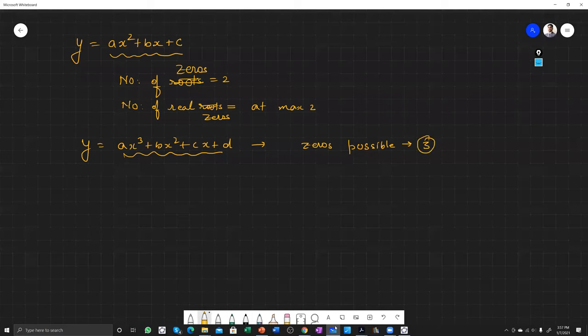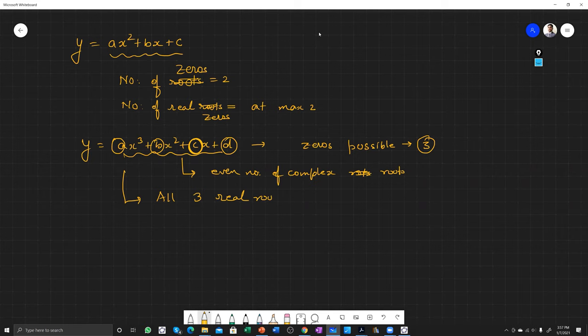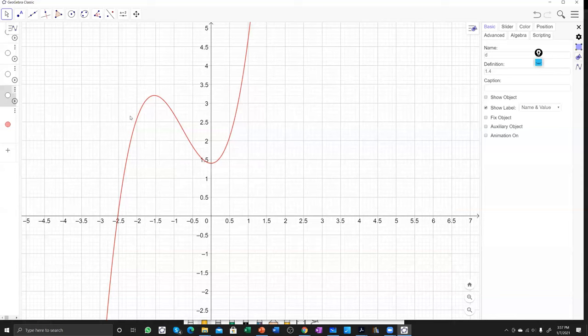Now in a cubic, another important thing you will be learning later on in the theory of equations is that if all the coefficients A, B, C, D are real, then this can have an even number of complex roots. Meaning there cannot be one complex root and two real roots. It has to be two complex and one real. So what are the combinations of roots? All three real. This is one. All three real roots. What is an example of this?